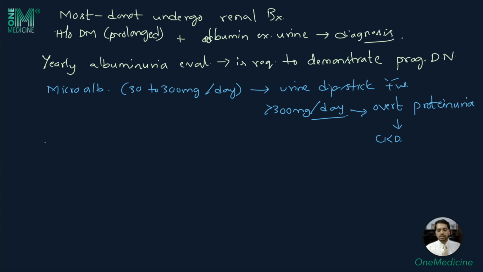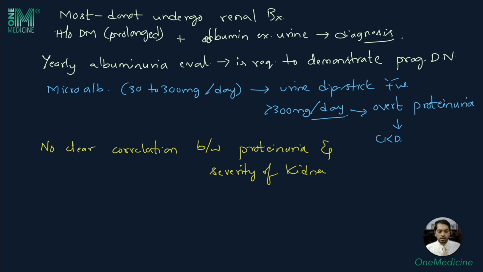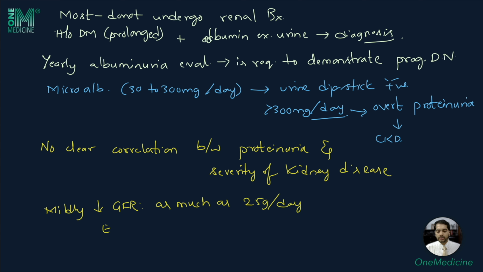An important thing to note is that there is no clear correlation between the proteinuria levels and severity of kidney disease, which means that even a patient with mildly reduced glomerular filtration rate can have proteinuria as much as 25 grams of protein in the urine per day, and even patients with end stage renal disease or severe renal dysfunction may have very minimal proteinuria.